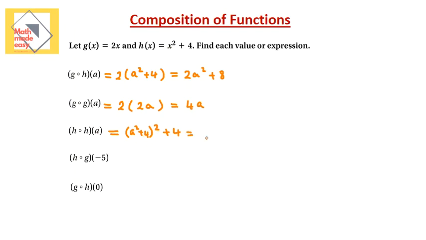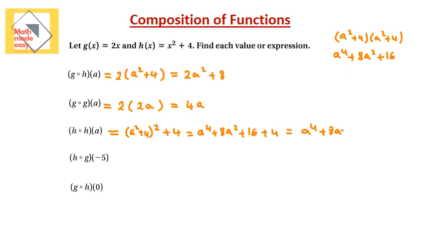Now, when you simplify this, take in consideration that this is a squared plus 4 multiplied by itself, which is a squared plus 4 again. Your answer is going to be a to the power of 4 plus 8a squared plus 16 when you use distributive property. This is only for this. So I have a to the power of 4 plus 8a squared plus 16. This is the answer for this part plus the 4 I have. When I simplify, I'll get a to the power of 4 plus 8a squared plus 20. And this is your final answer.